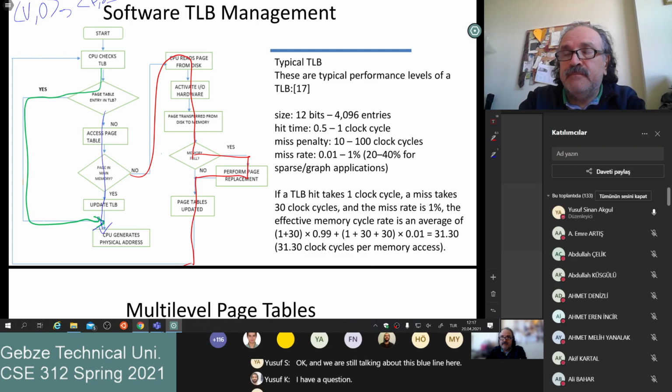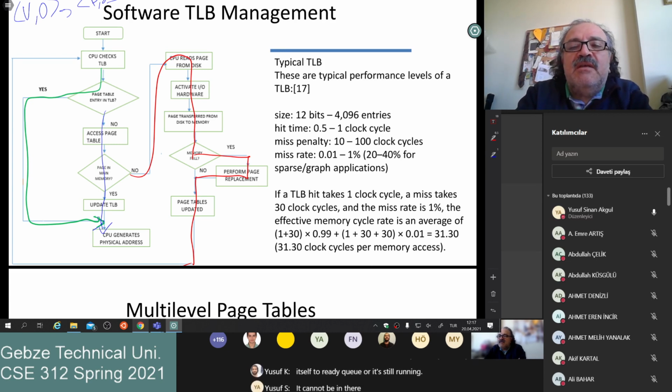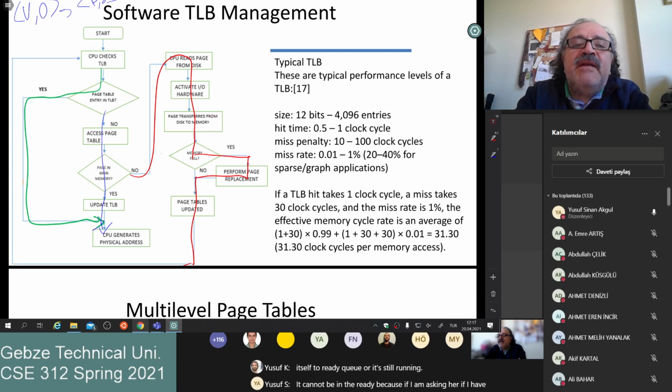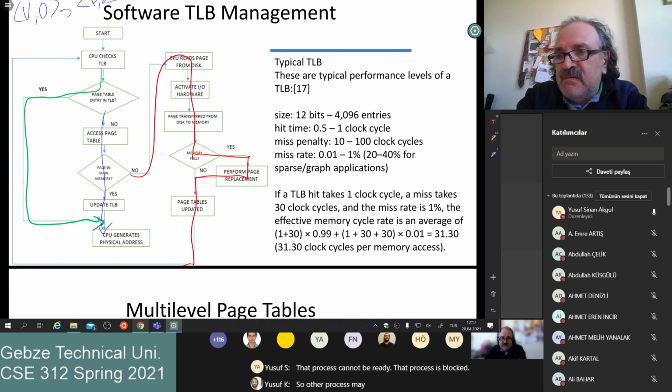When a process goes to read from the disk, does the process put itself in the ready queue, or is it still running? It cannot be ready, because if the operating system asks the hardware to load some data from the disk, that process cannot be ready. That process is blocked. So another process may take charge. Isn't it a possibility that the other process always overwrites the data that we try to read?